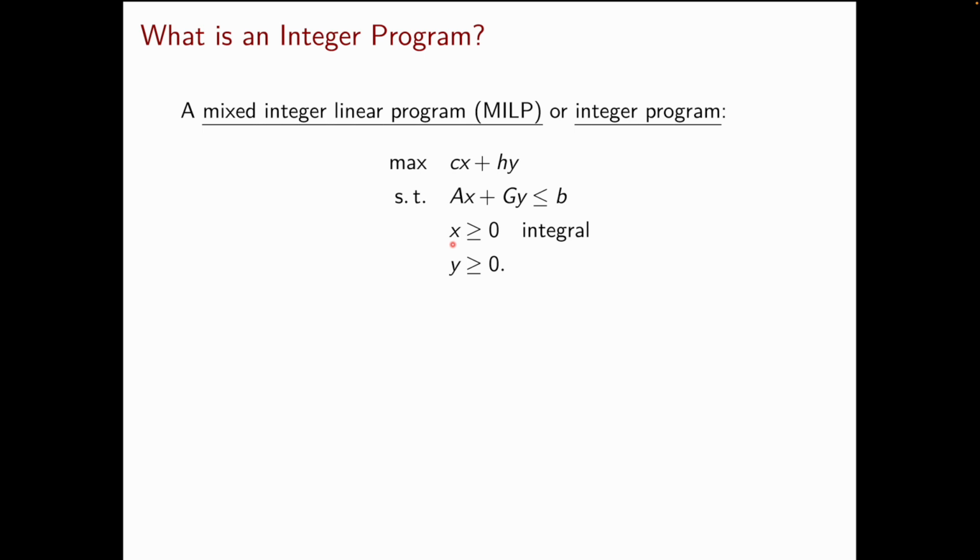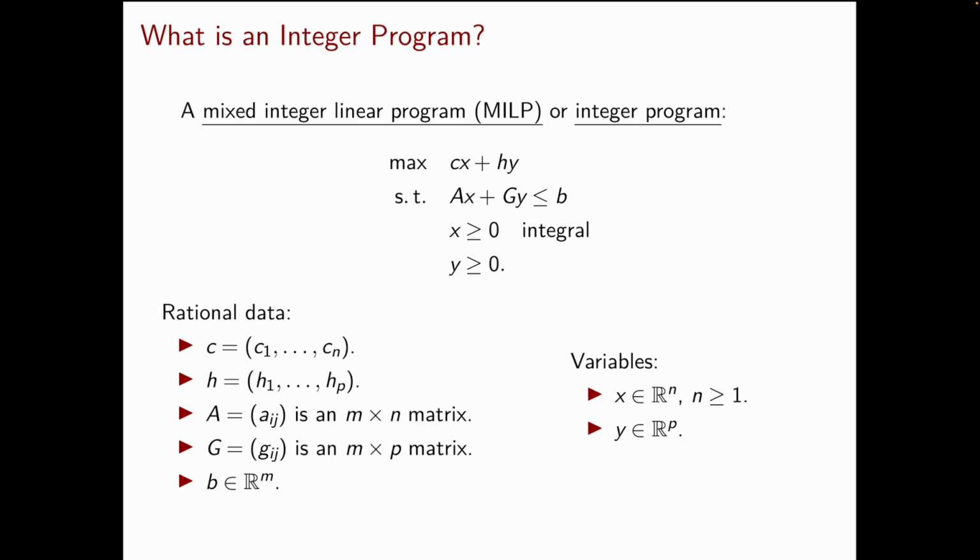If we denote by x the integral variables and by y the continuous variables, then our mixed integer linear program takes the form: maximize cx plus hy subject to Ax plus Gy less than or equal to b, x greater than or equal to 0 and integral, and y greater than or equal to 0. The data in this integer program consists of the vectors c, h, the matrices A, G, and the vector b.